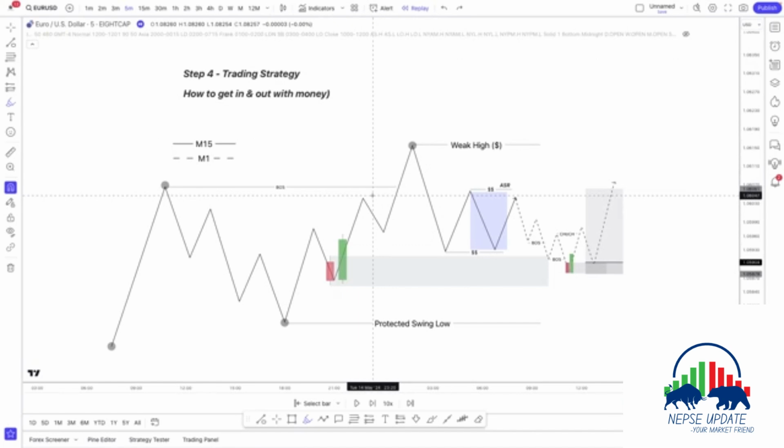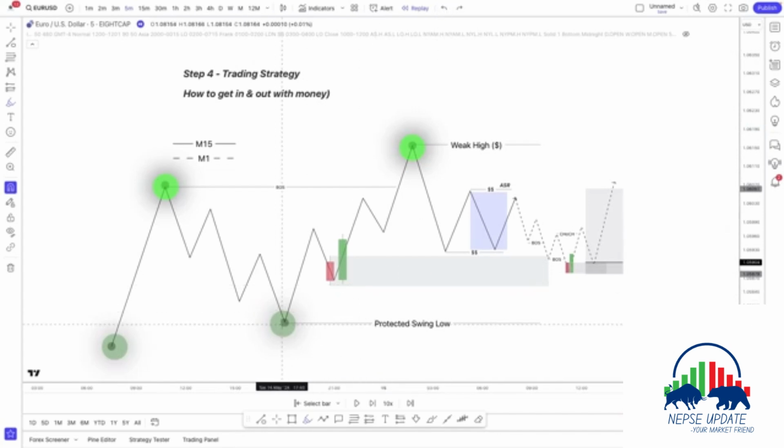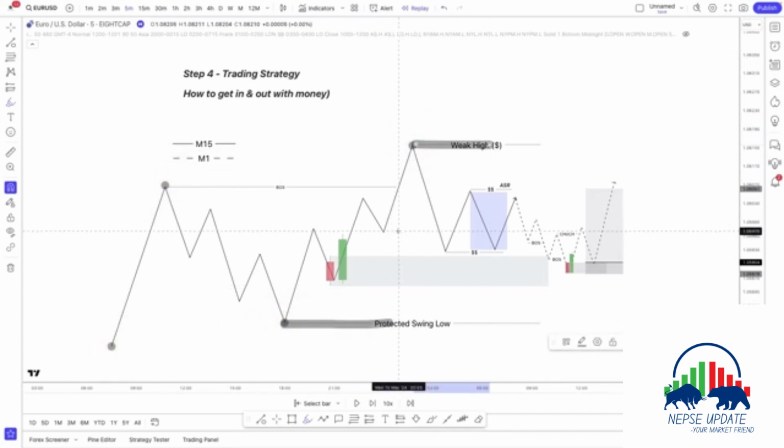Step number 1 was what? If you said directional bias, you're absolutely correct, right? Step number 1 is our directional bias. And we've already established that we are bullish, right? We are trading from swing low to swing high. That is our trading range. So we're bullish and we're looking for longs.